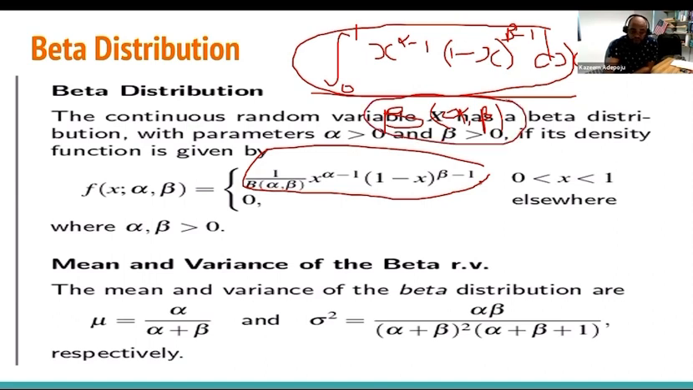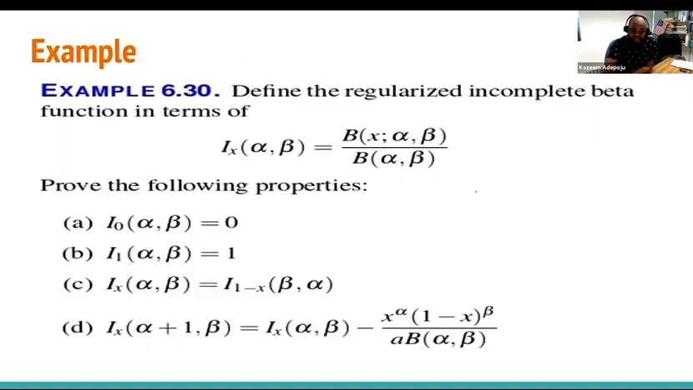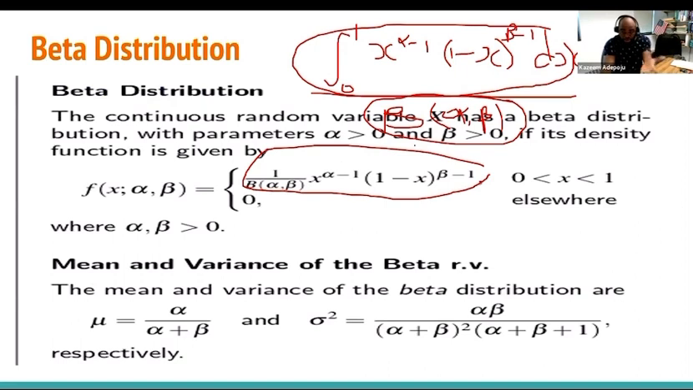If you go back to what I did the other time, when x equals 1, what happens? That gives you 1, right? Take a look at that. The fact that it gives you 1 shows that this is a valid PDF.